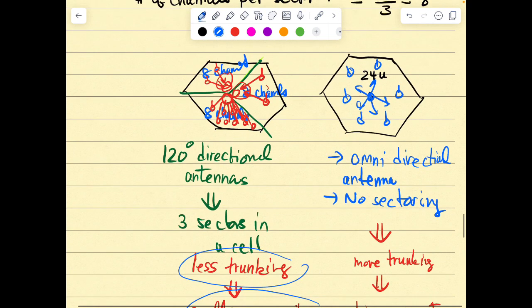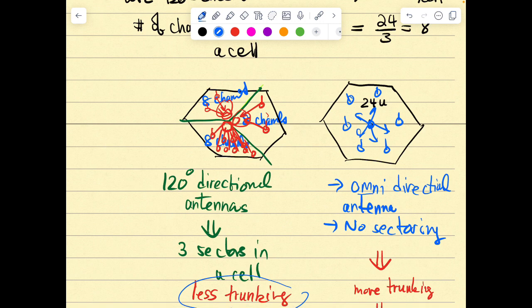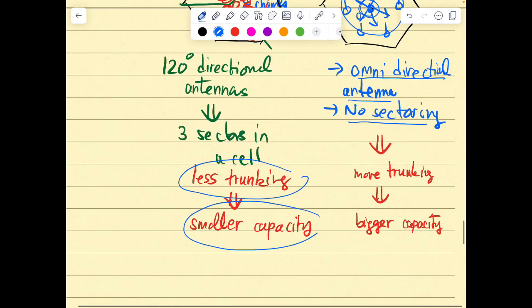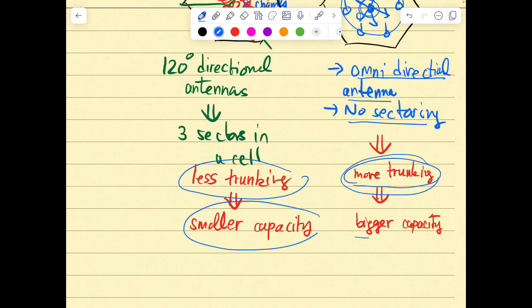On the other hand, if we use omnidirectional antenna, there's no sectoring. That means the base station can provide the channels to anyone in the cell. It doesn't have to be divided into 3 different areas. Then the way we utilize this resource, the channels, is more efficient. So there's more trunking, and at the end, you get a bigger capacity.